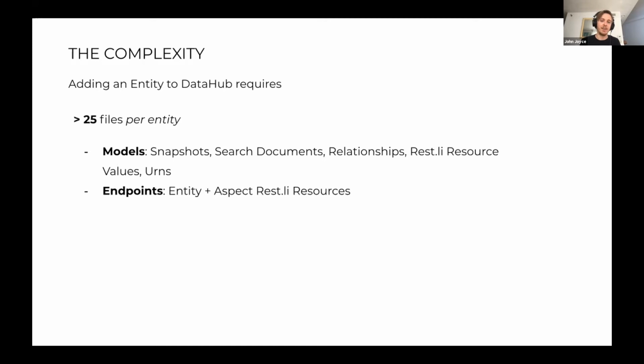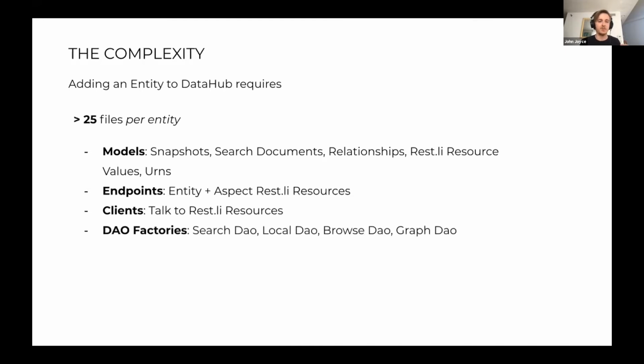Endpoints. We have entity and optionally aspect endpoint files, which are all separate. We have clients, which are just wrappers to actually talk to those RESTli resources you've created, the endpoints. We have these things called data access object factories. So each entity has its own search, local, browse, and graph DAO, which allow you to talk to the persistence layer. And as such, we need each entity to have a configured factory, which is to create these strongly typed factories. We have index builders, which are effectively just lambdas that take metadata change events and turn them into updates against the search index and the graph index.